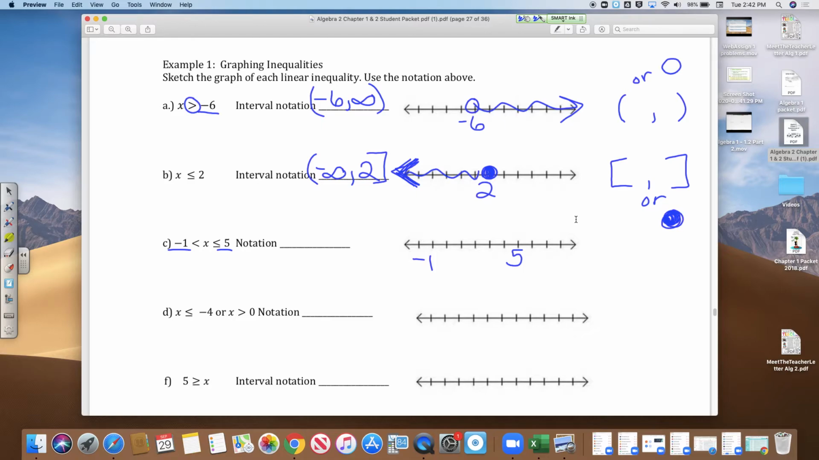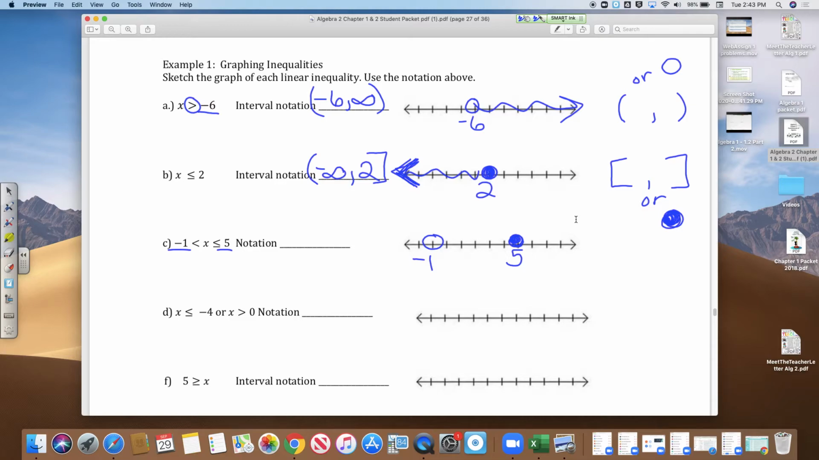It's up to you. So the circle that we need around the negative 1 is going to be an open circle because if we read this inequality from left to right, it says negative 1 is less than x, which also means x is greater than negative 1, so it's not included. But we would need a closed circle around 5.